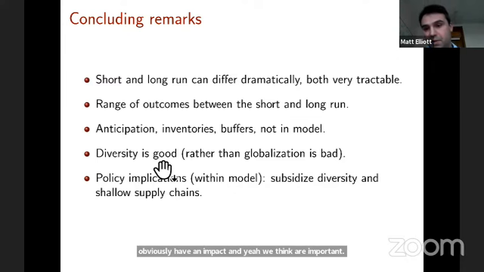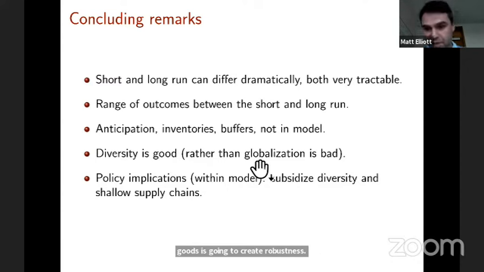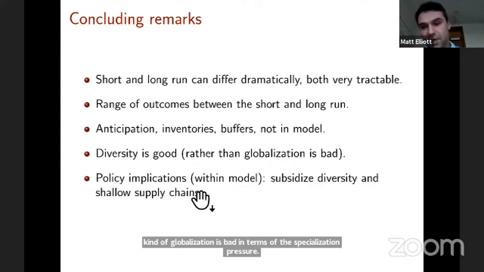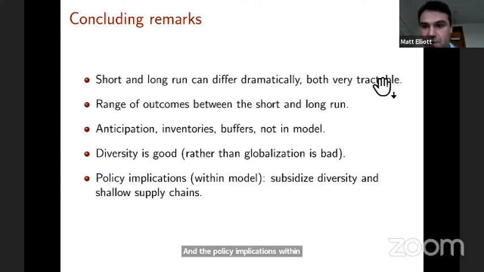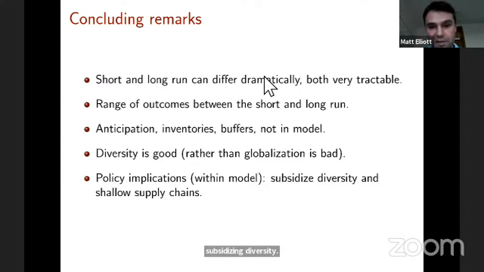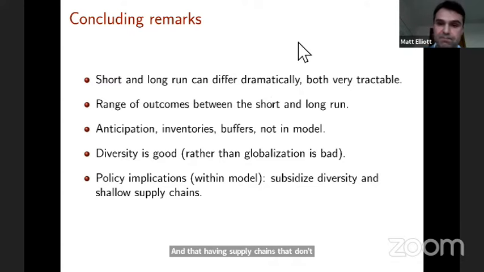A message of our paper is that diversity in the technologies we're using to produce goods is going to create robustness. And we think of that as more of the message than that globalization is bad in terms of the specialization pressure. And the policy implications, within the context of this very stylized model, are that it might be worthwhile subsidizing diversity and that having supply chains that don't get too long can be a good idea as well.